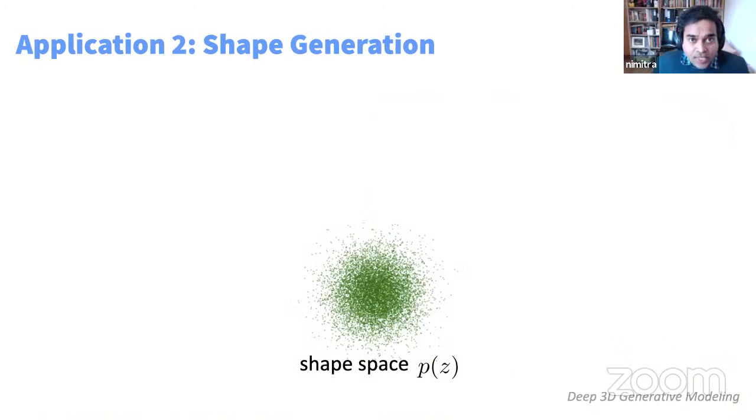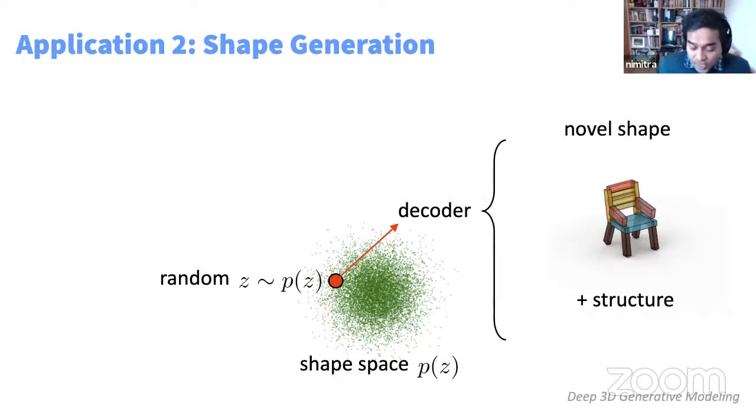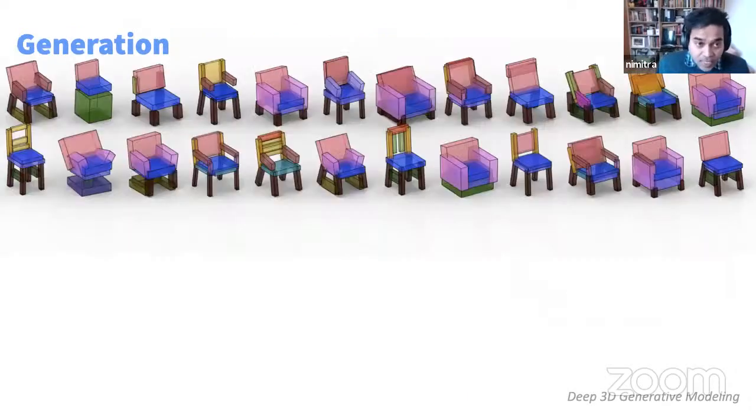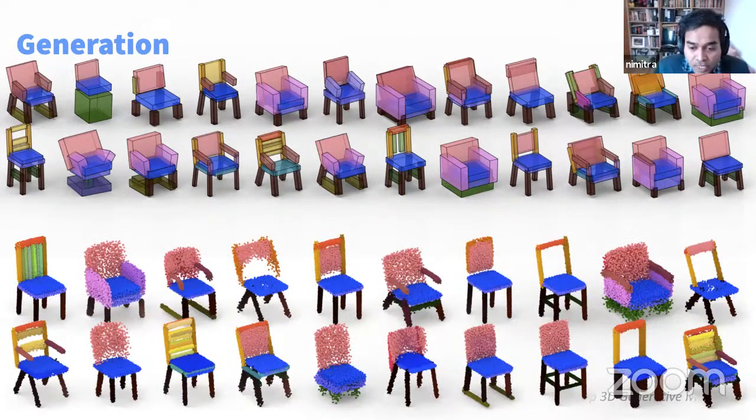Both. So let's move to the most interesting application, which is shape generation. We can now sample from the shapes, and we can decode novel shapes along with their structures, along with their compositions. Okay. And here are examples of generations at the box level. You can also do this at the point cloud level. Notice the variability of the results in terms of number of parts, the legs, etc.